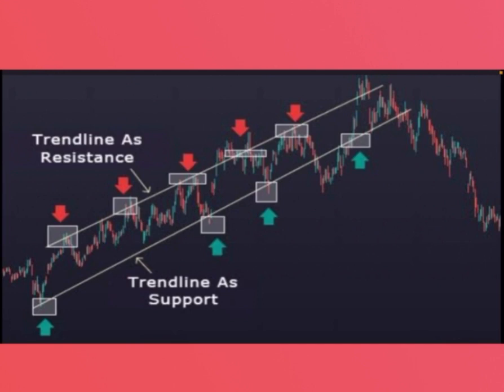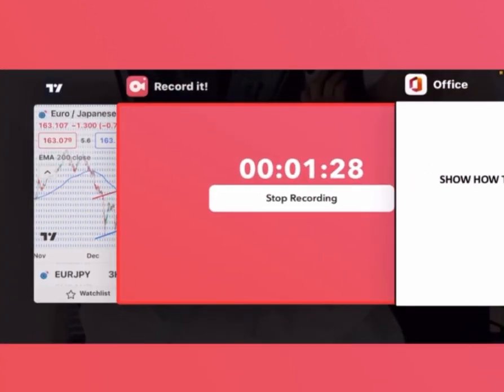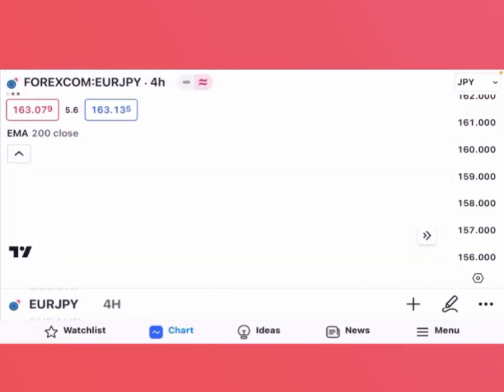You have to buy at the support trend line area, then you have to sell at the resistance trend line area. Very simple technique. Now we're going to be looking at it on our trading view.